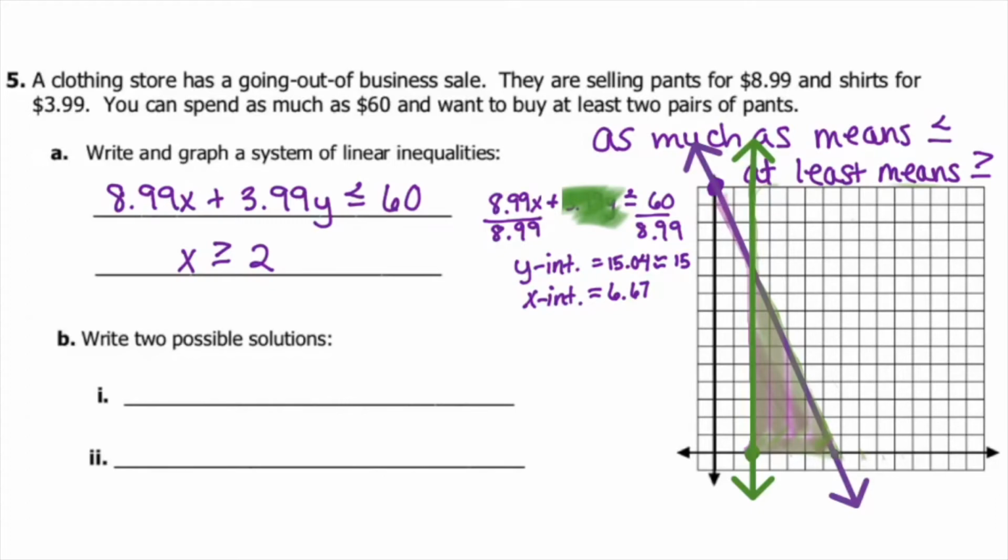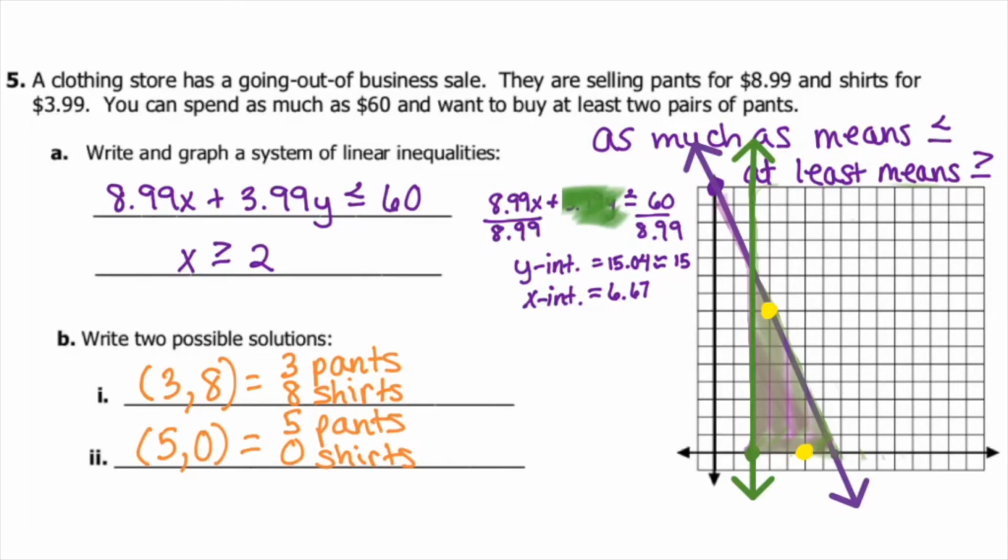And again, we have to name 2 possible solutions. So I'm going to pick one on the line, which would be 3, 8, so 3 pants and 8 shirts. And you could also do one at the bottom on the x-axis. So that would mean 5 pants and no shirts. And anything in between, as long as you're somewhere in that double shaded area, it does not matter.